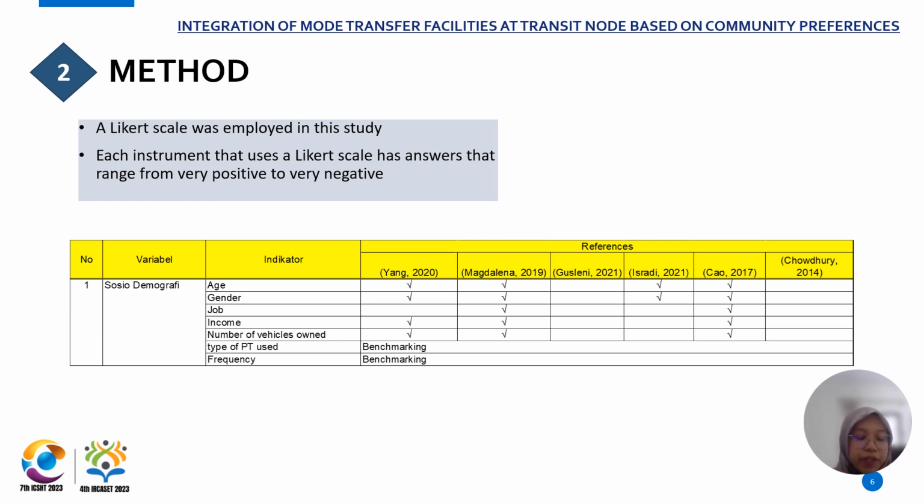Evaluation of transfer facilities relates to physical facilities with 5 variables, each consisting of several indicators. Then the preferences scenarios consist of walking time and waiting time scenarios. Likert scale was employed in this study to evaluate participants' perspective on a social issue. The variables that need to be measured will be converted into variable indicators based on the Likert scale. Each instrument that uses a Likert scale has answers that range from very positive to very negative.